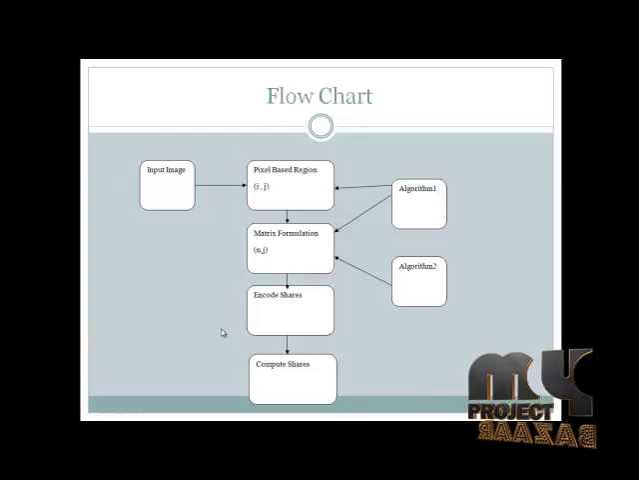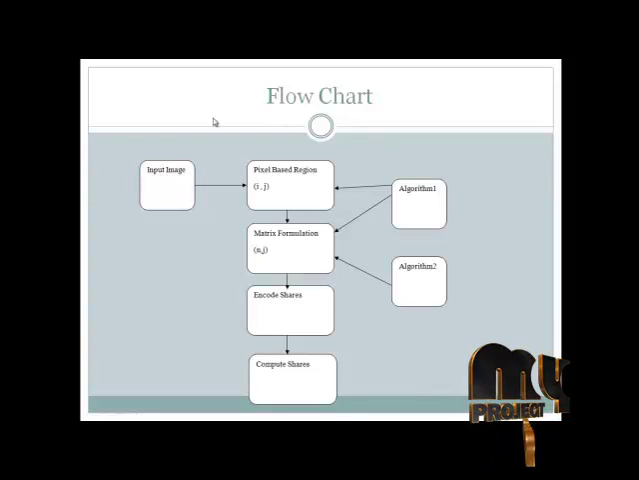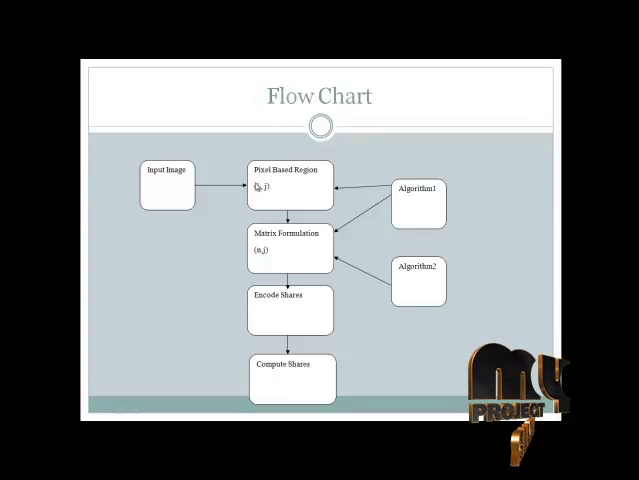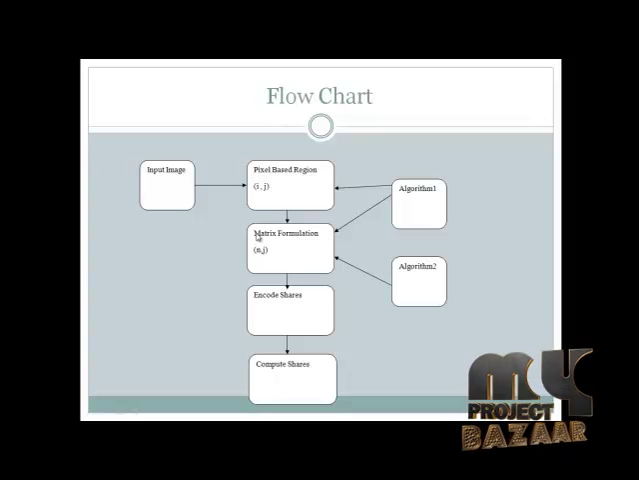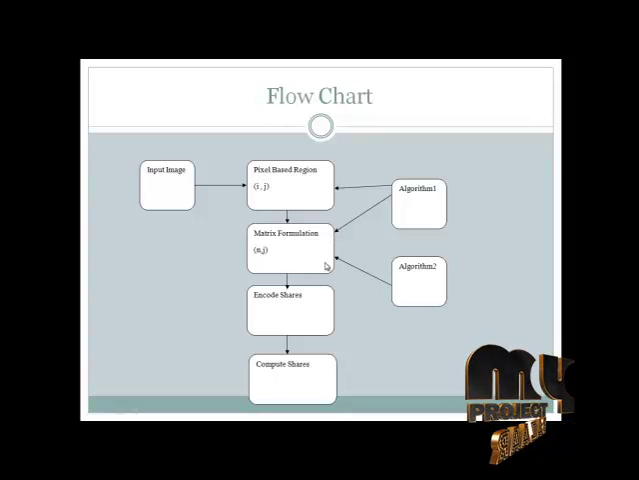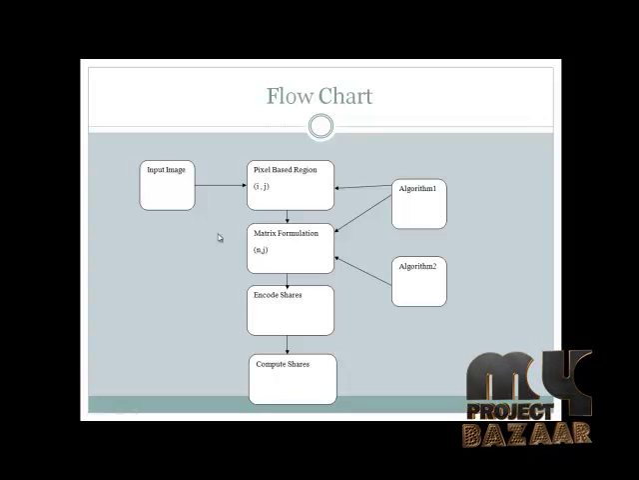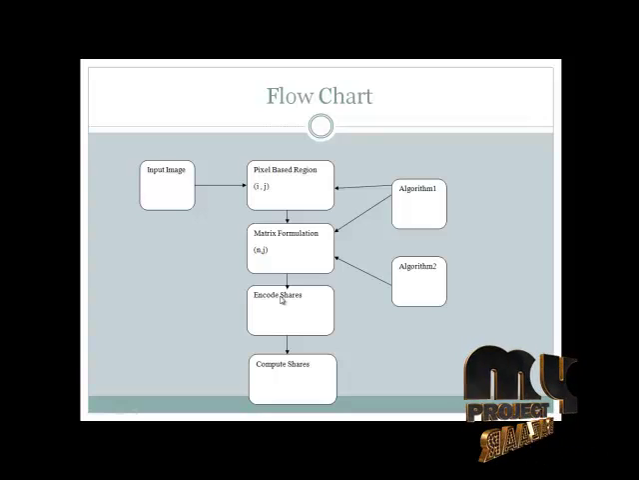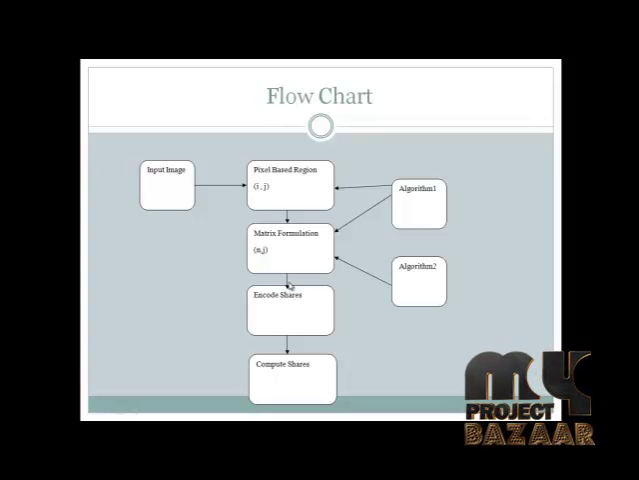This is the flow chart of the diagram. The input image gives the pixel based region. The pixel based region goes through the algorithm 1 steps. The pixel based region also gives the matrix formation. The matrix formation is generated by algorithm 1 and algorithm 2. From the matrix formation, the images are derived into the encoding SARs. The encoding SAR images are split according to the matrix formation regions.